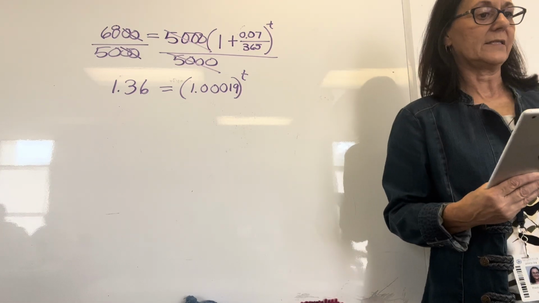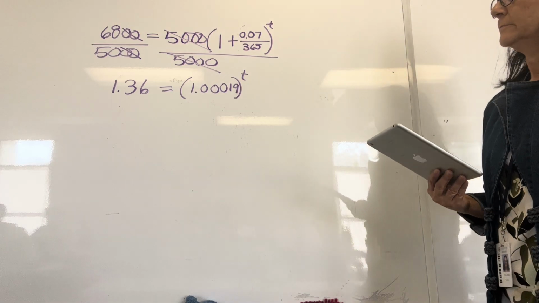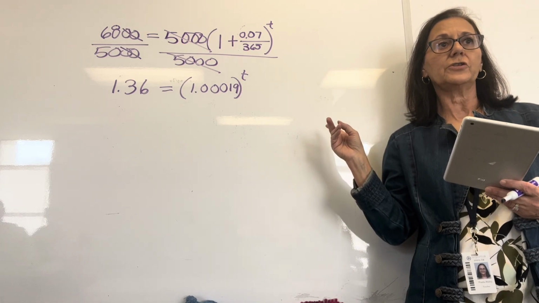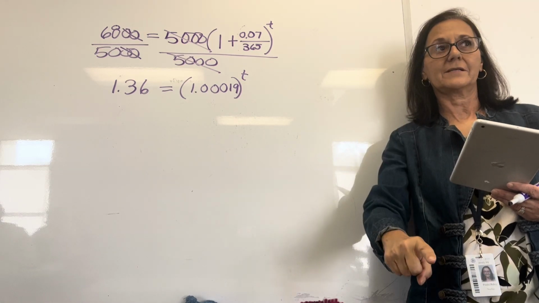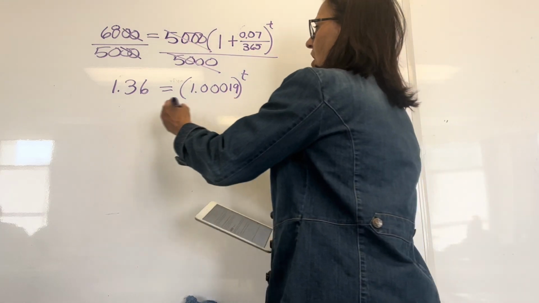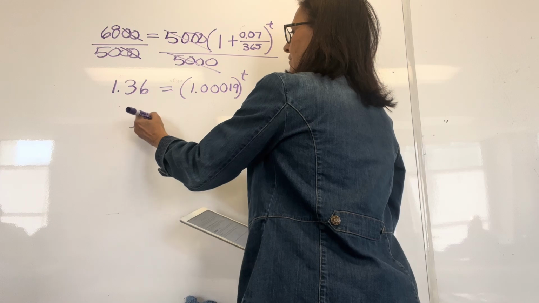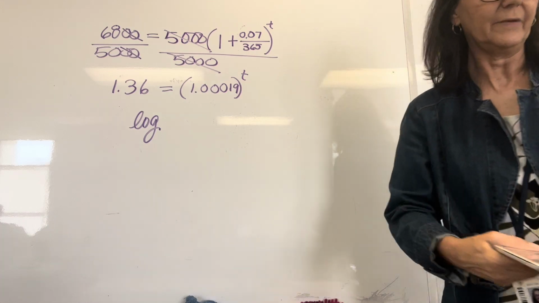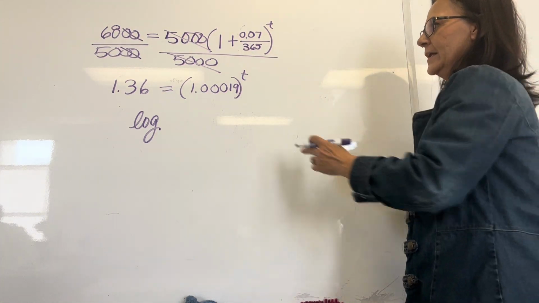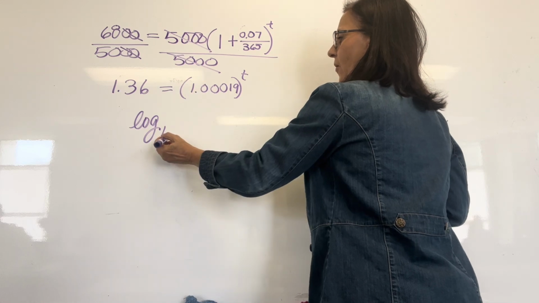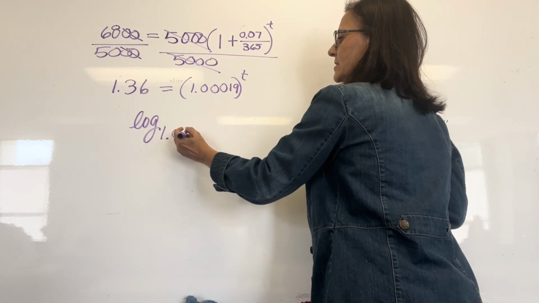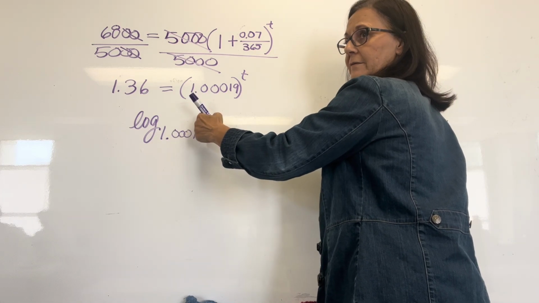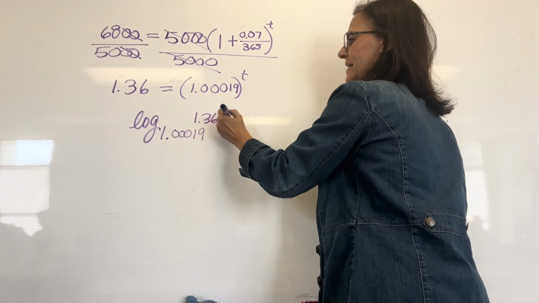So how am I going to solve this? When I'm solving for the exponent, I go to logarithms. So a log. What's my base? This is actually in the next lesson, but y'all should know this already. It's 1.00019. That's my base. What's my argument? 1.36. 1.36 equals T.